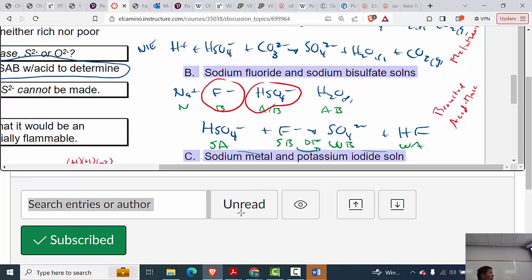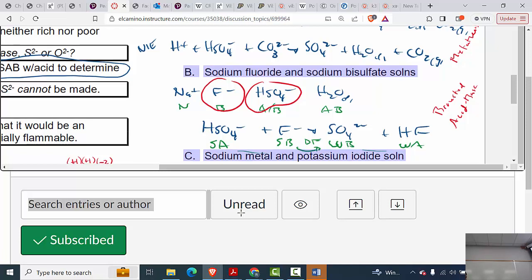Be sodium fluoride and sodium bisulfate solutions. This turned out to be an acid base. Fluorides are base. Bisulfate ions are acid. And so this is what we end up with. So here we're going from stronger to weaker, this driving force.